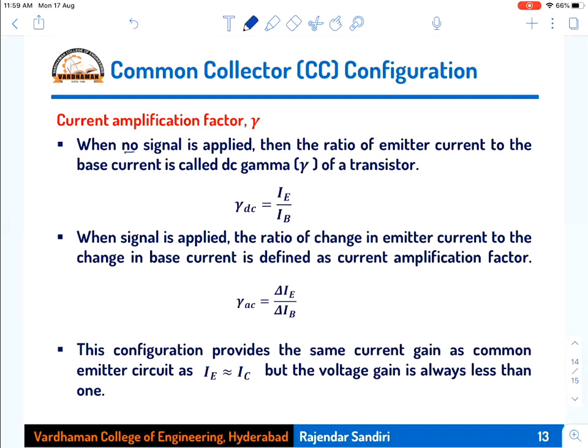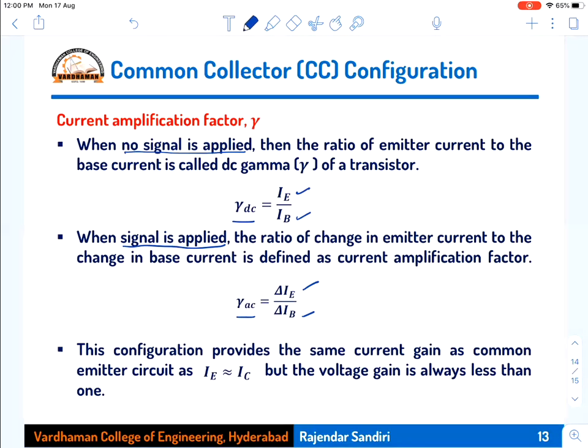When no signal is applied, it is the ratio of output current. Output current is emitter current, input current is base current. Gamma DC can be written like this. When signal is applied, the ratio of change in the output current divided by change in the input current is given by gamma AC. And generally IE is almost the same as IC.